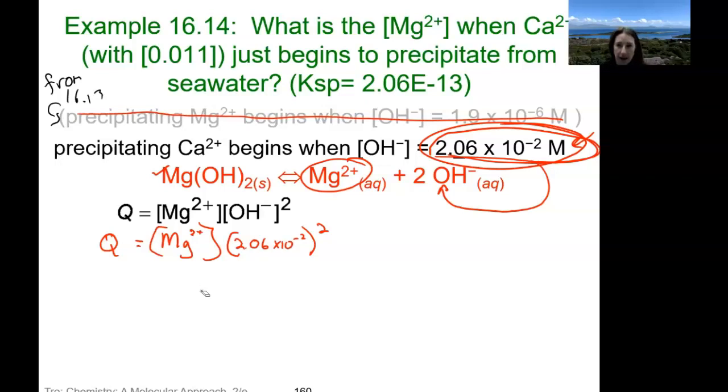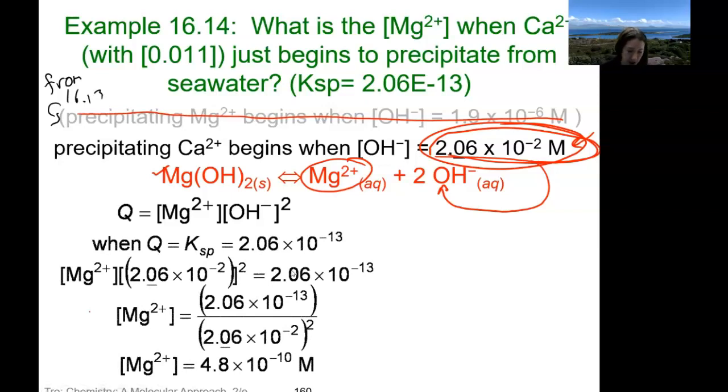Sorry, my pen is only writing half of what I'm writing right now. Remember, Q is going to equal our Ksp. Let me just try it up here. Nope. Okay, there we go. I'll just write down here. All right, my pen's not working right now. I'm just going to have to show you the math, but I already have it solved. I'll see if I can do this in this next piece. Oh, it's okay. So when Q equals K, we're going to solve for our Mg. Now it works.